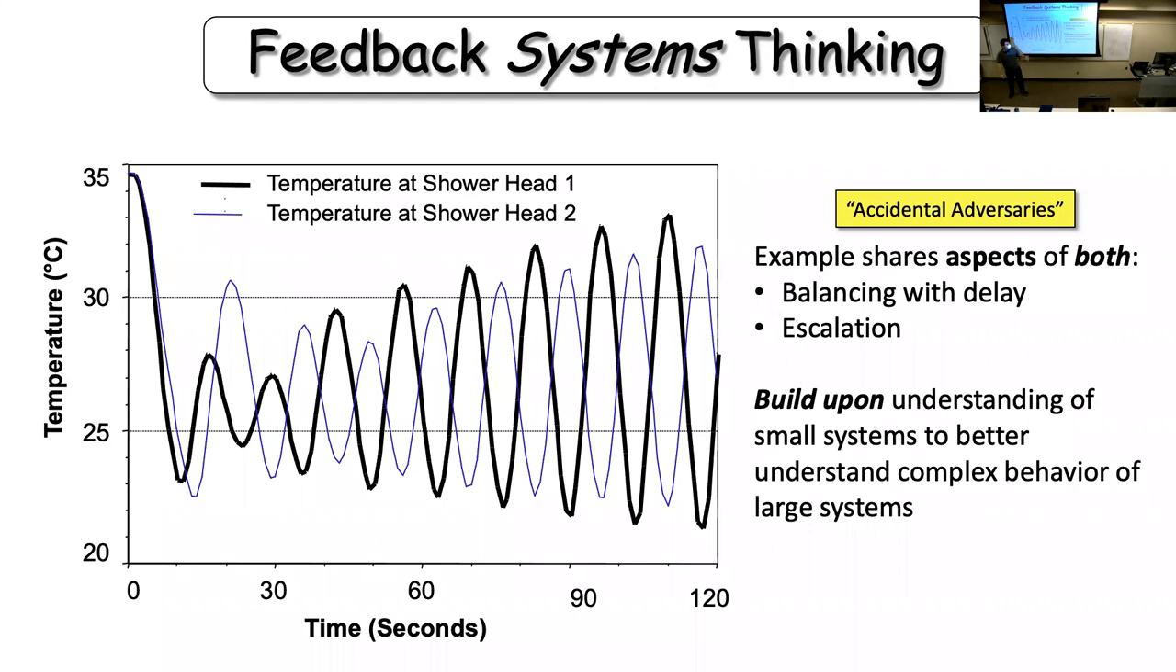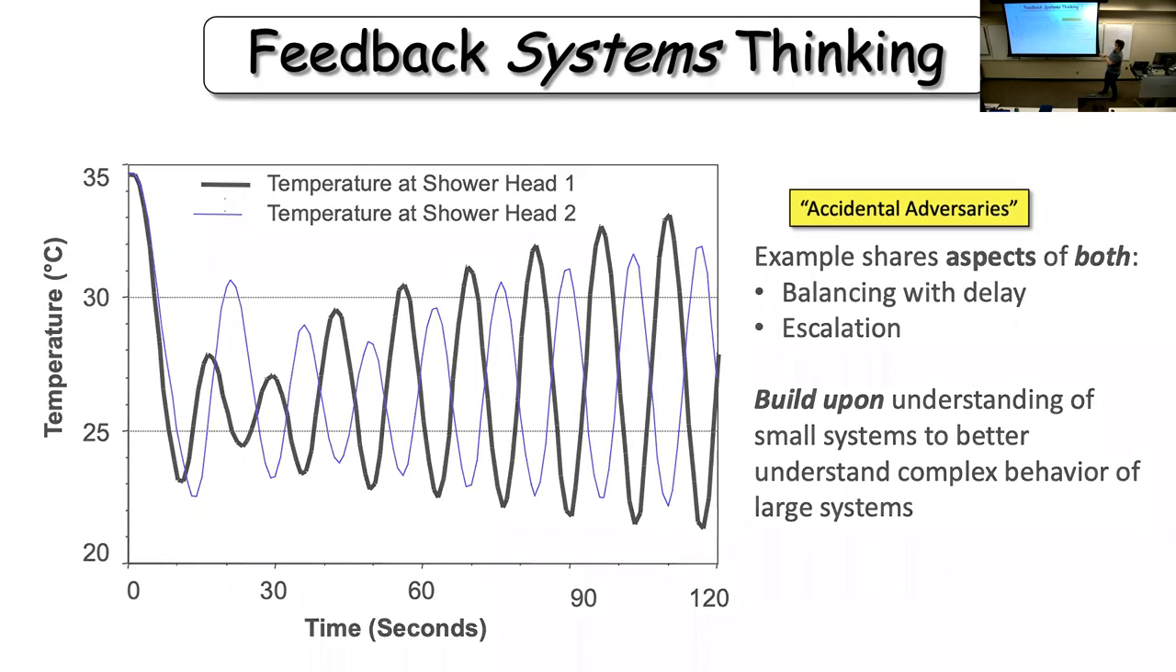This isn't her output, but this is the output from a Morecroft simulation. The dark line here is the temperature at one shower, and the thin blue line is the temperature at the other shower. We get a behavior over time that doesn't look at all like a standard balancing loop with delay. It actually has oscillations which seem to grow over time. So we're actually combining aspects of escalation behavior and balancing with delay.